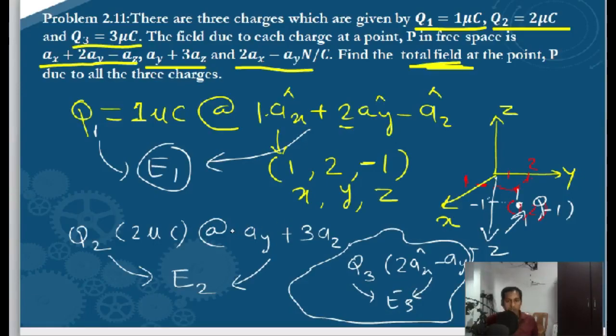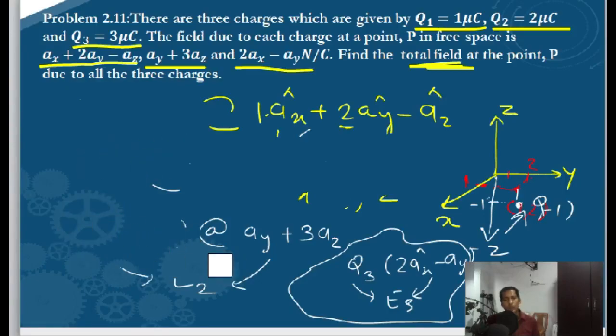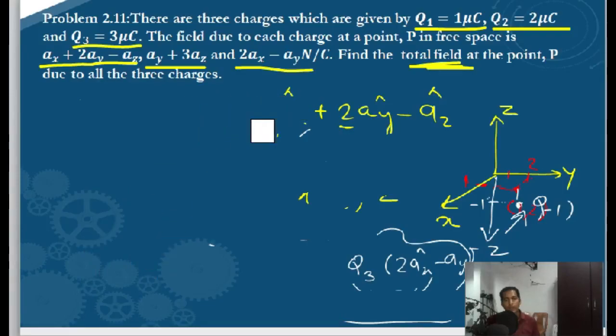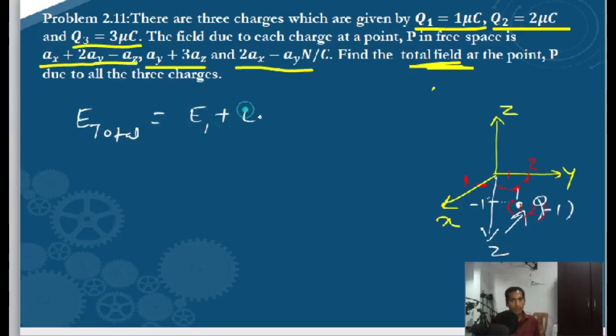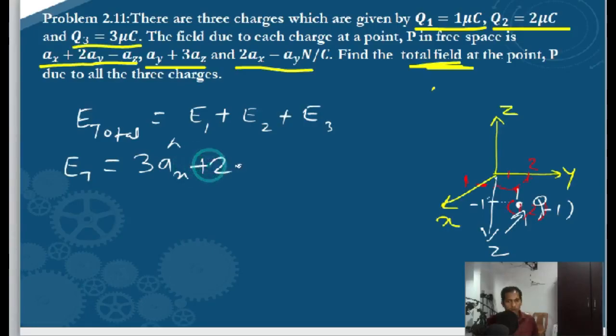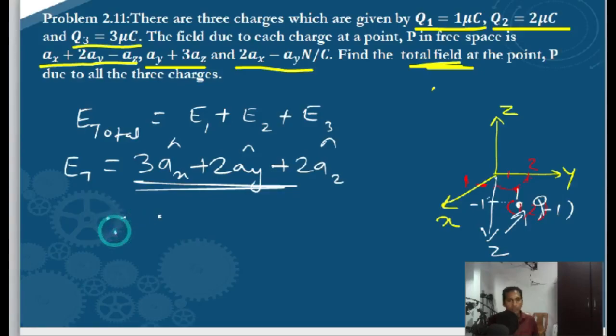So what will be the total electric field intensity? It is nothing but the addition of all these three. We already have E1, E2 and E3, so the overall electric field intensity will be the addition of E1, E2 and E3. Let us note it down. Here E total will be equal to E1 plus E2 plus E3. So we will take the sum of all of them. E total will be equal to 3ax cap plus 2ay cap plus 2az cap. How do we get this? We get it after addition of all of them.